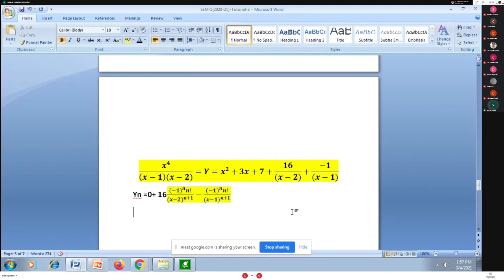Now for x square plus 3x plus 7, I'm directly writing the nth derivative as 0. Why is it, students? Why am I writing the nth derivative for x square plus 3x plus 7 as 0? Why?